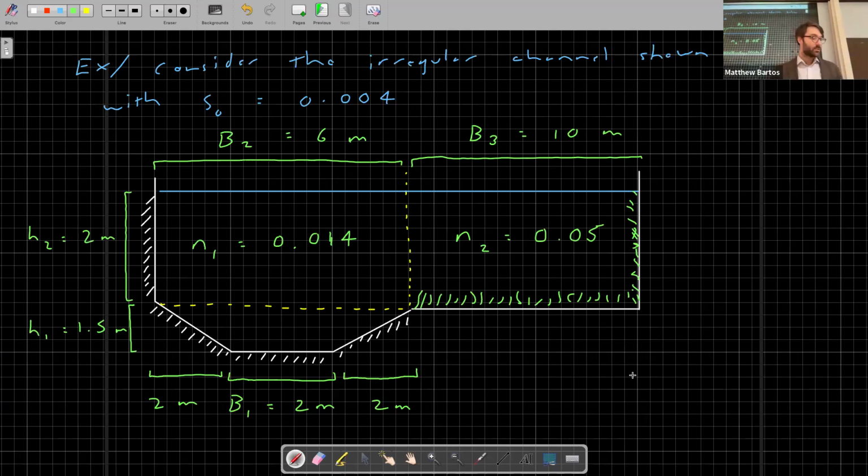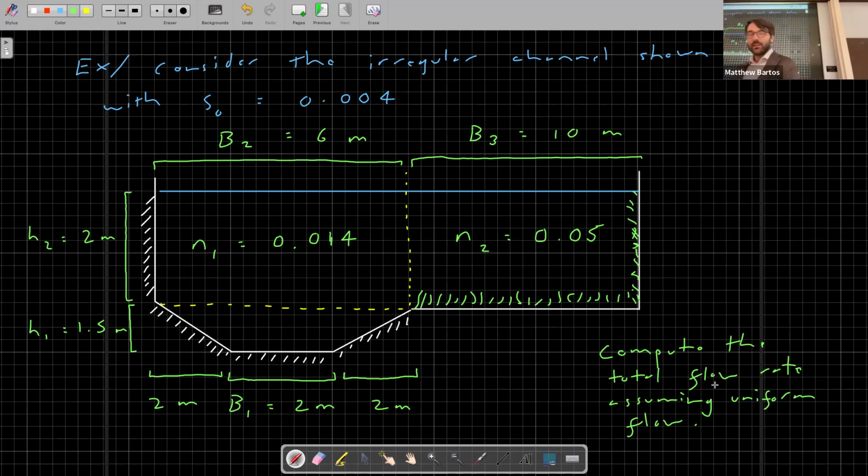And what I want to do is compute the total flow rate, assuming uniform flow. So we have the bottom slope, we have the depth of the water, we have the dimensions that define the geometry of the channel. And what I want to do is compute the total discharge. So how might we go about computing the total discharge for a non-prismatic geometry like this?